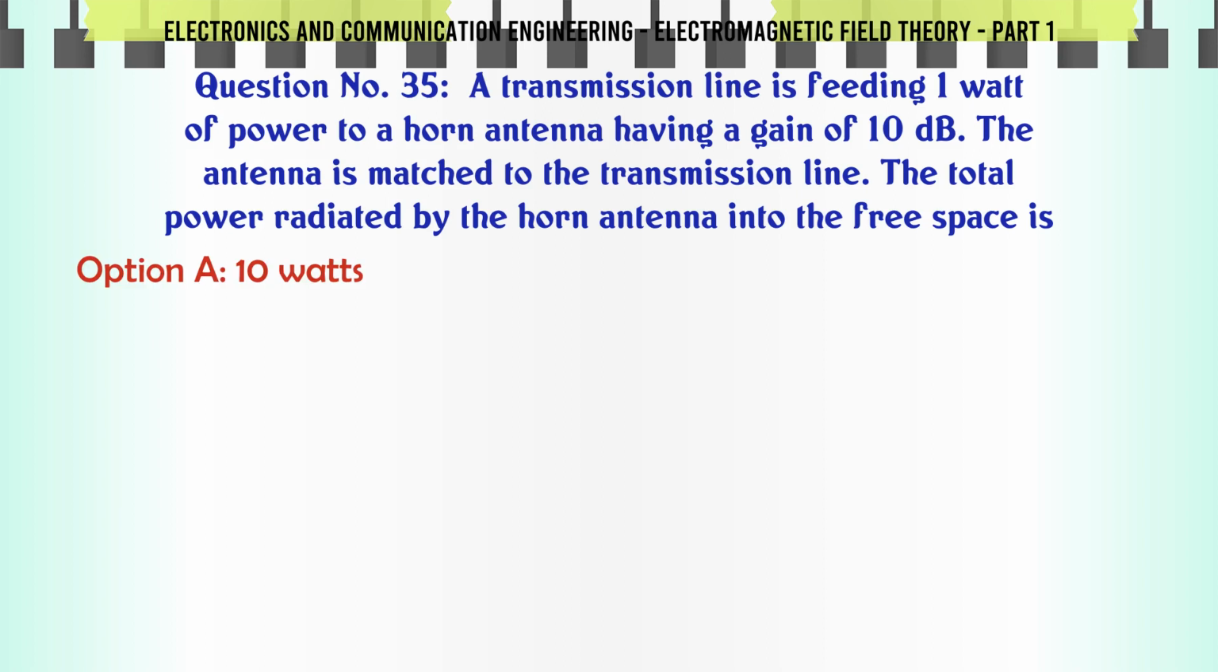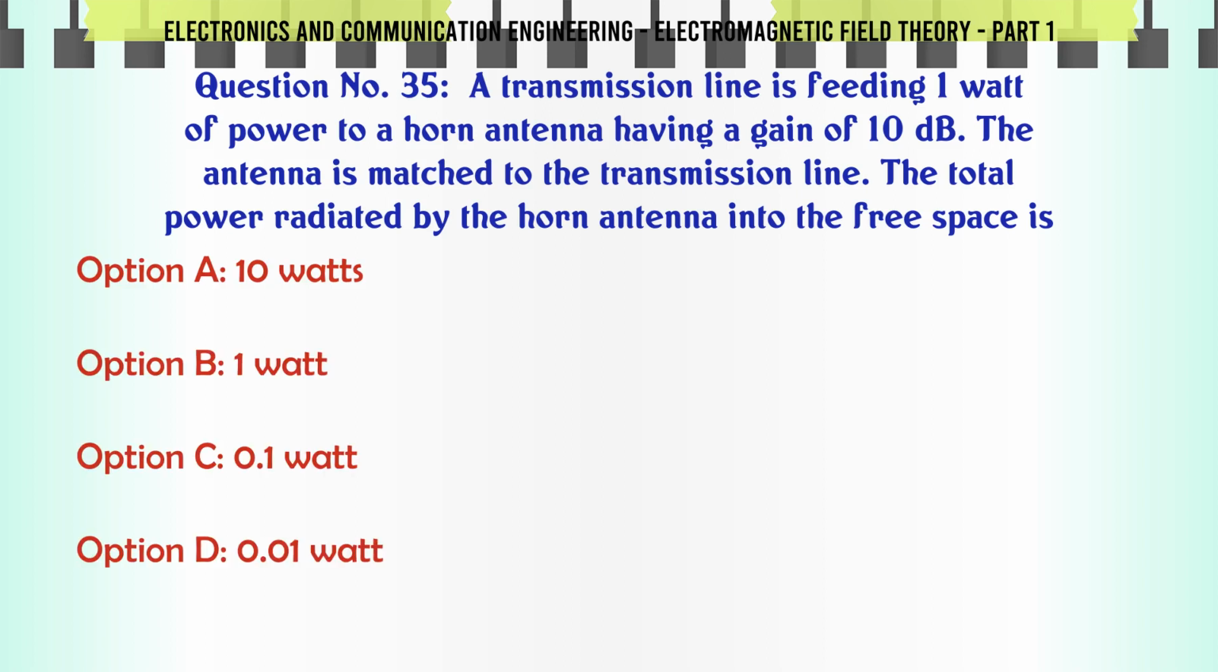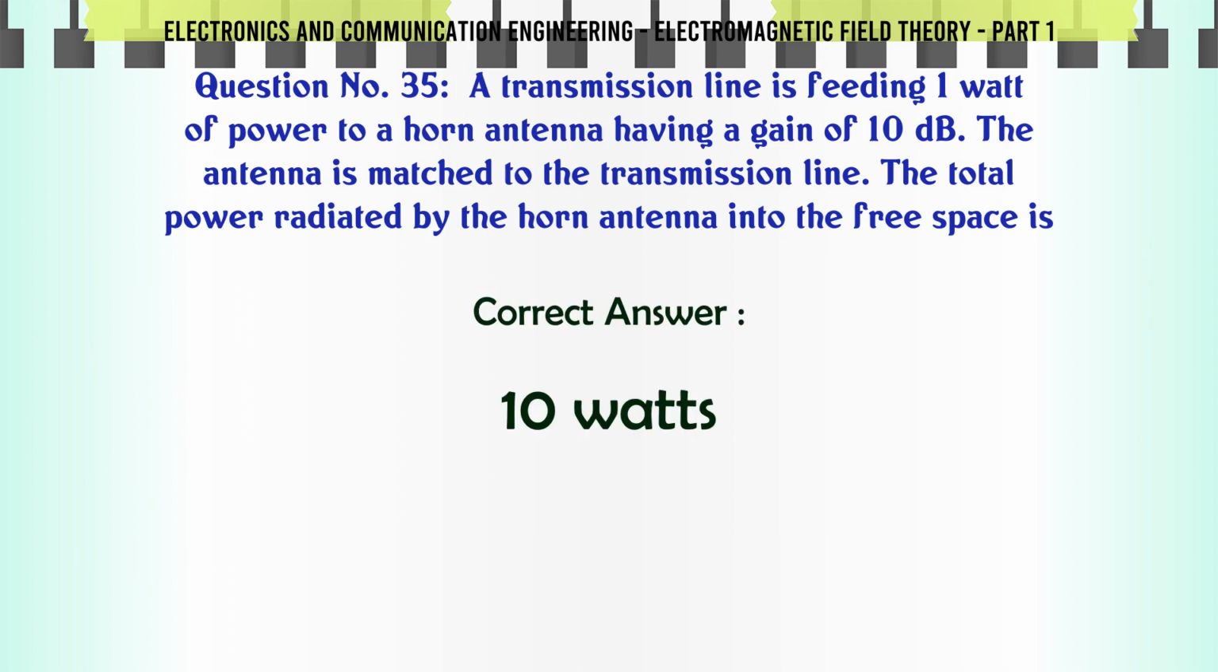A transmission line is feeding 1 watt of power to a horn antenna having a gain of 10 dB. The antenna is matched to the transmission line. The total power radiated by the horn antenna into free space is: A, 10 watts; B, 1 watt; C, 0.1 watt; D, 0.01 watt. The correct answer is 10 watts.